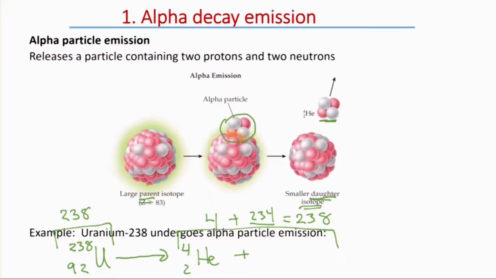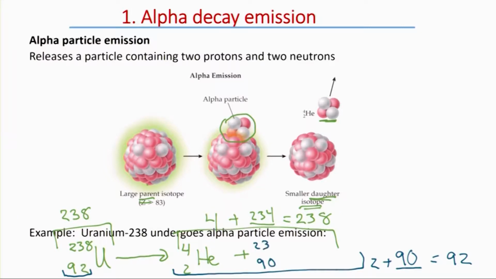We can do the same thing to the atomic number. I'll switch color to make it a little easier for you. You can see here we have a 92 on the bottom, and this also has to equal 92. So we have 2 plus something equals 92. This atomic number, the number of protons, has to stay constant on both sides. We know this has to be 90. Then we can go in and write the symbol. It's going to have the atomic number of 90 and the mass number of 234.